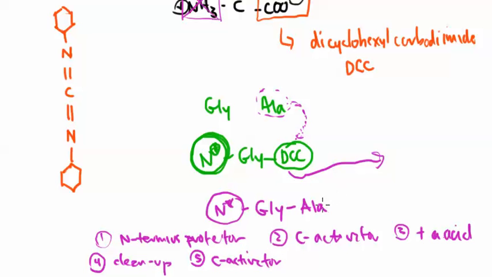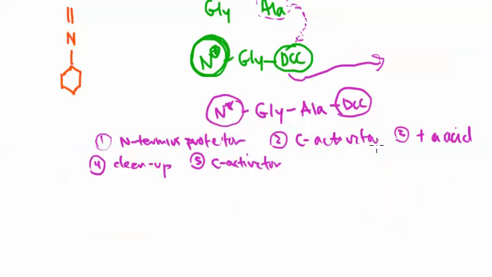So that means that at this point I could add DCC again, and this time it would be alanine that would be activated because it's the last one in line. It's the one that has the free carbonyl now. So the DCC would go onto the second amino acid. I would then throw in a third amino acid. So let's say histidine.